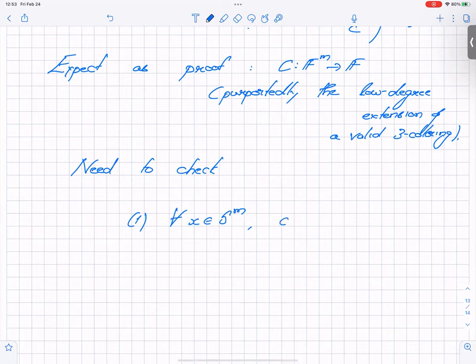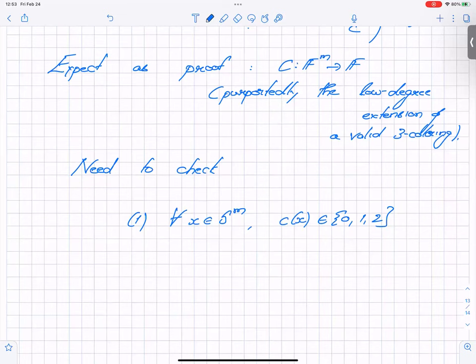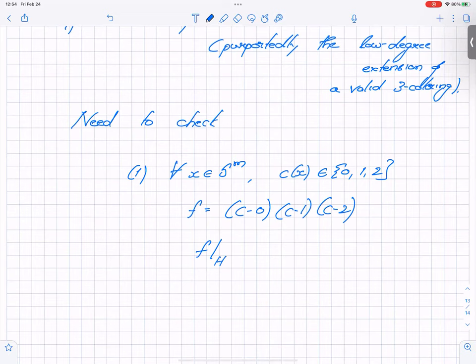C(x) belongs to {0, 1, 2}. What is the condition for this? I will check that C(C minus 1)(C minus 2) is zero. So I'll define this polynomial, let's call it f, which is just (k minus 0)(k minus 1)(k minus 2). And I need to check that f restricted to S^m is identically zero.